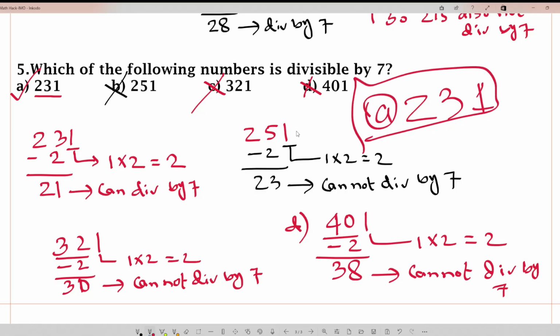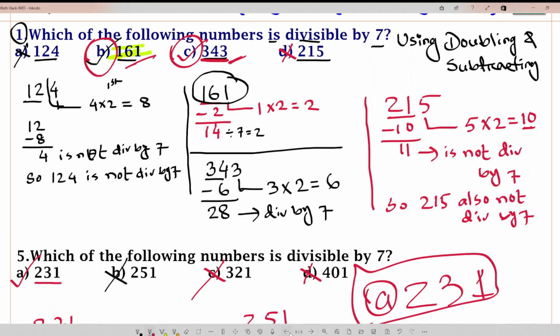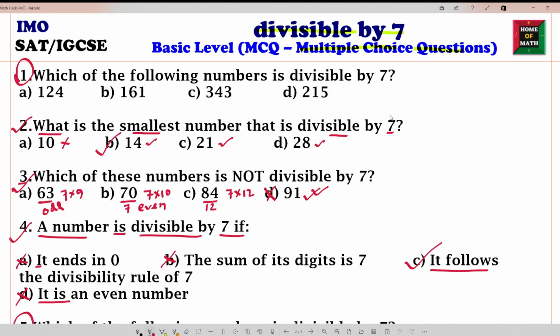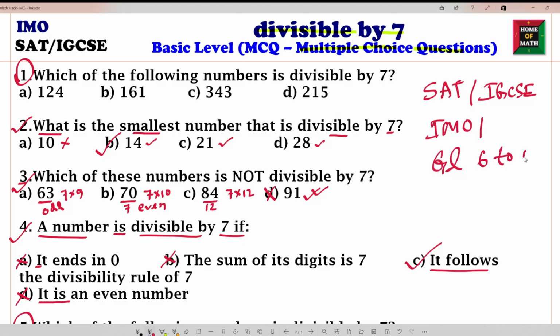Okay, so I hope you understand all the questions, and these types of multiple choice questions are very important for SAT, IGCSE, International Math Olympiad, and especially grades 6 to 10. I hope you understand everything.